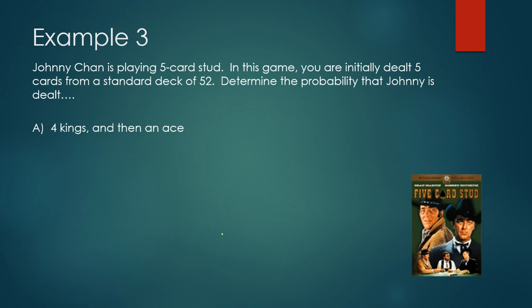So we're going to use that game for these questions here. We're going to find the probability that a player playing 5-card stud is dealt 4 kings and then an ace. So we're going to do this problem using permutations and organized counting. So the first thing we need to do, it's a probability question. We need to figure out, how many elements are in my sample space here? How many different hands could Johnny get?